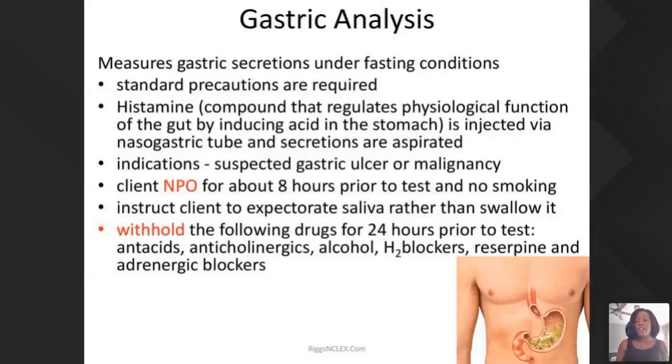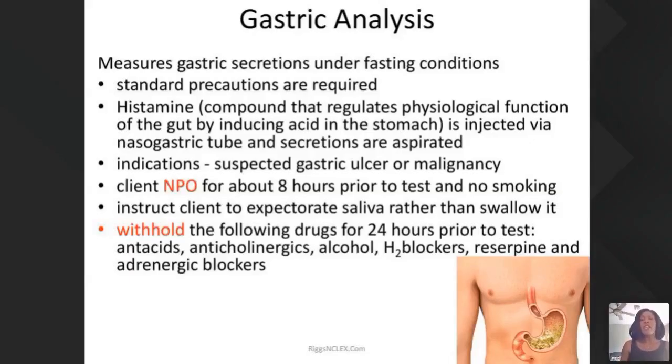Standard precaution. By the way, as I go through these diagnostic tests, you're going to see me tell you what type of precaution you take. That also tells you what type of PPEs you need to be donning. We already did PPEs. So this is standard precaution. You need your gloves, your gown, your mask. Standard precaution.